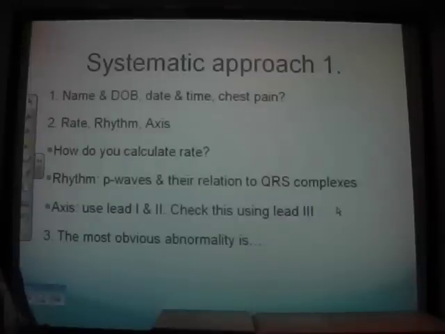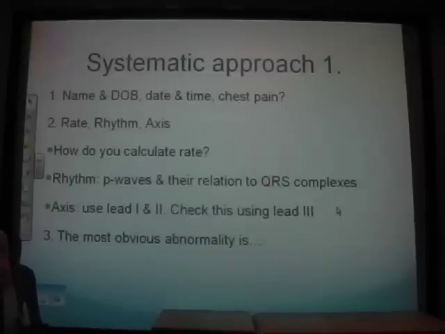So whenever you're presenting, this is an ECG of Bob, taken on the 28th of February, and he has chest pain. The rate is 40 beats per minute. The rhythm is whatever, heart block, and he's got left axis deviation. The most obvious abnormality is whatever, anterior ST elevation.